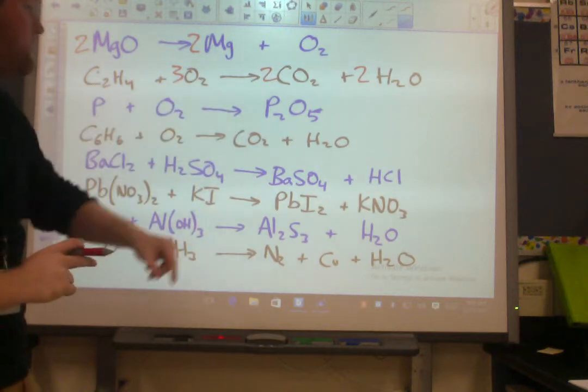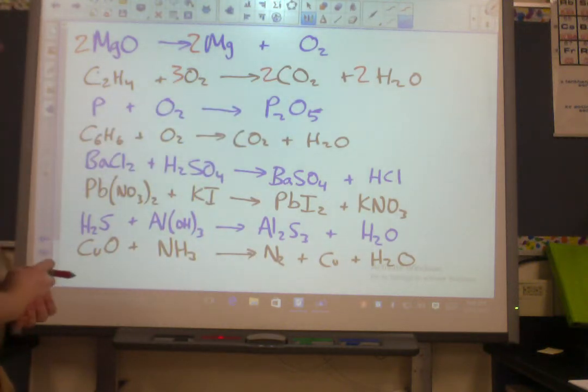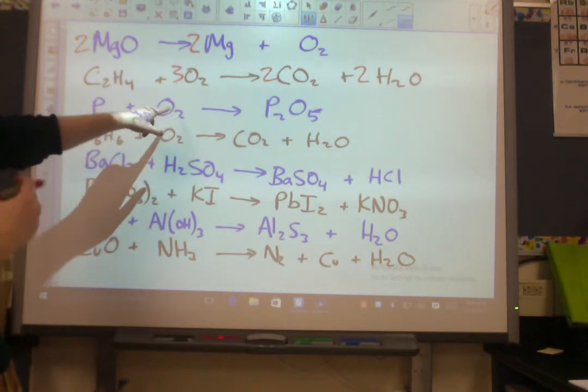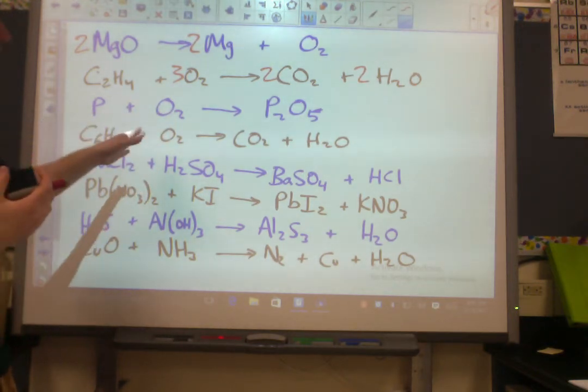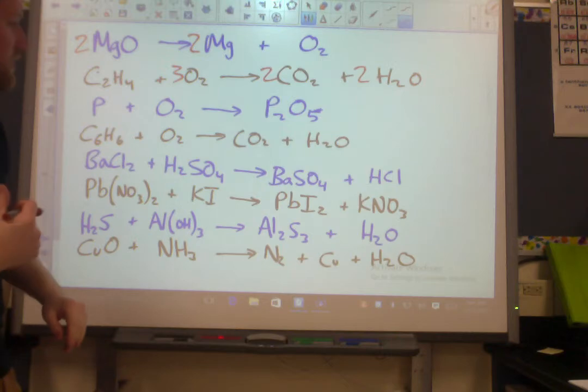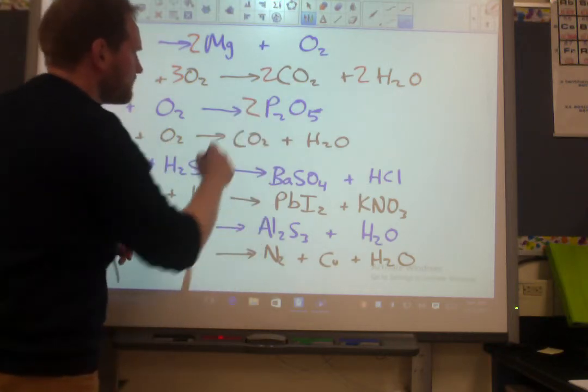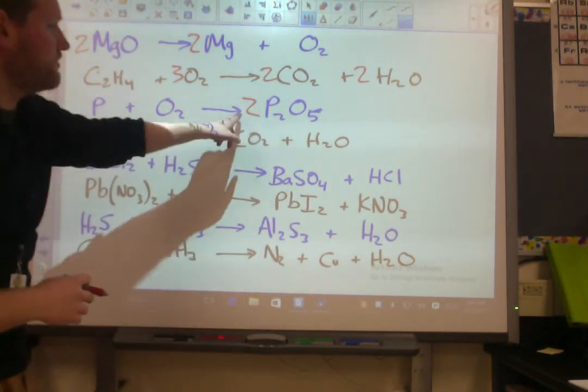Next one, P plus O2 yields P2O5. In this case, I'm looking at evens and odds here. I'm seeing O2, so I'm always going to need an even number of O's. So looking at this, I'm going to put a 2 in front. That's going to give me an even number of O's, 10.